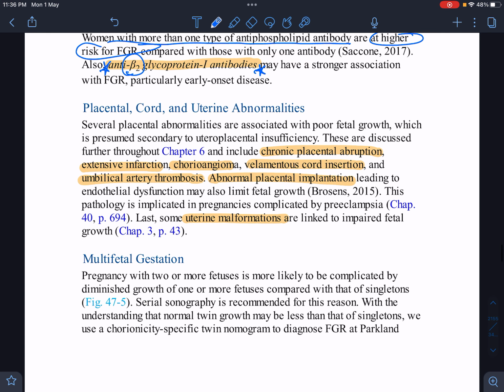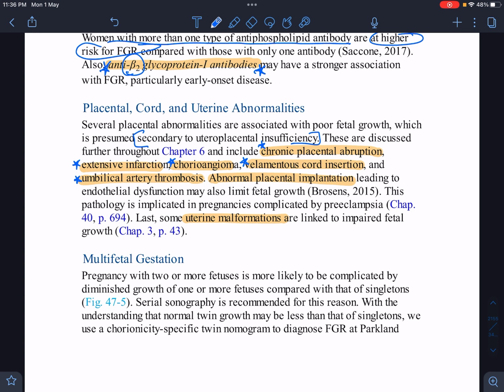Now in placental and cord abnormalities, you have to remember that FGR happens because of uteroplacental insufficiency. There can be chronic placental abruption, extensive infarction, chorioangioma, filamentous cord insertion, umbilical artery thrombosis. All of these can be there. If there is abnormal placental dysfunction or implantation, that can also lead to FGR. Uterine malformations can also impair fetal growth.